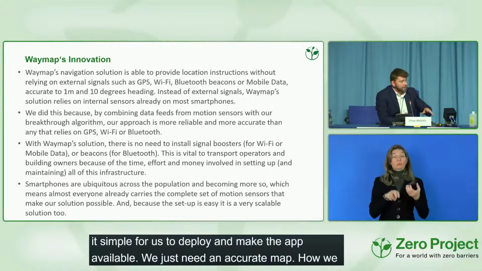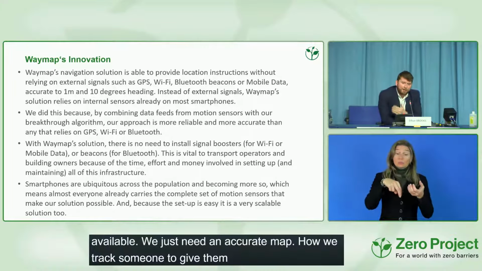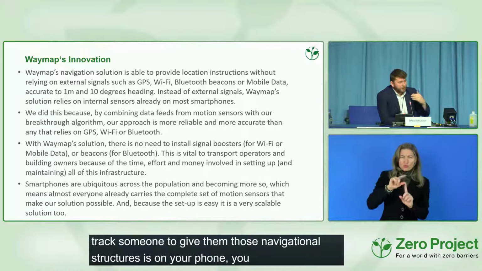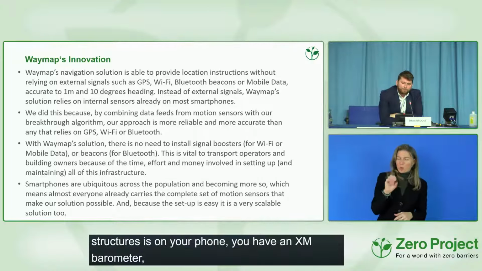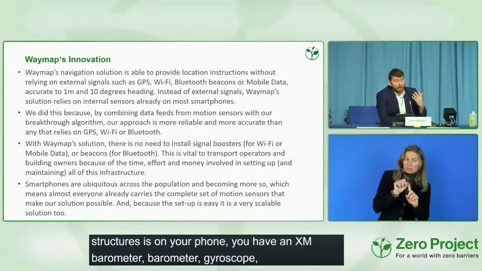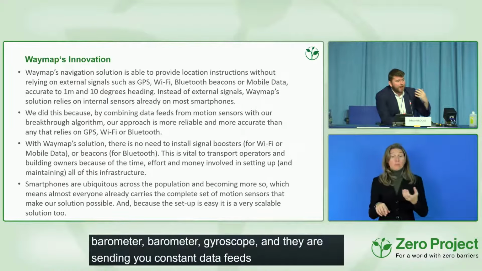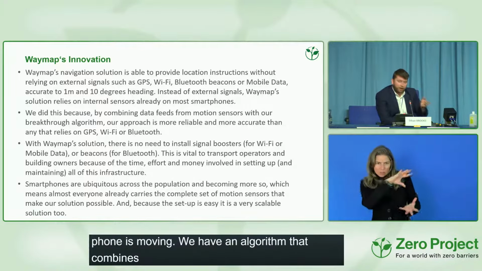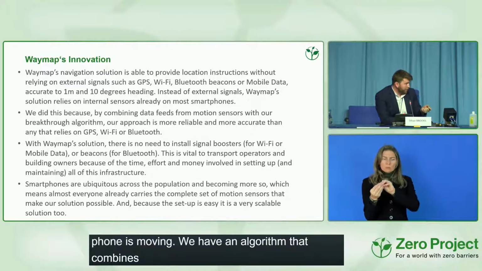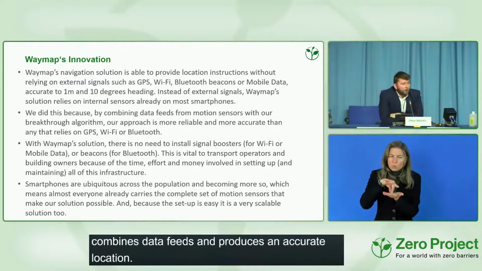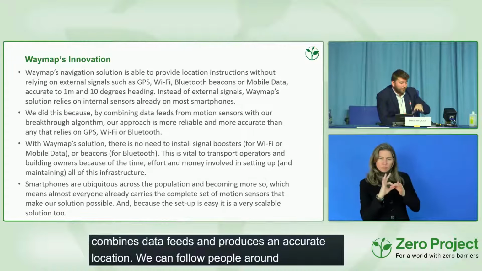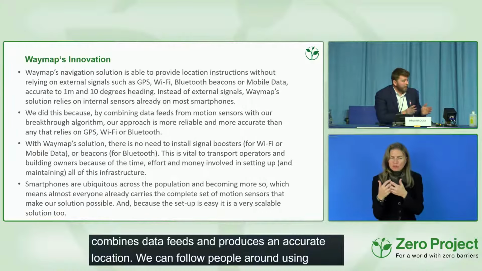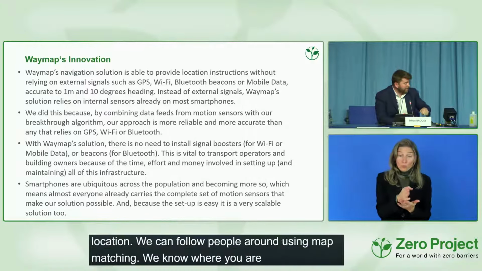So how we track someone to locate them in order to give them those navigation instructions: on your phone, you have an accelerometer, a barometer, and a gyroscope, and those are sending you constant data feeds about how your phone's moving. We have an algorithm that combines those data feeds and produces an accurate location. And we can follow people around to within 1 meter using a process called map matching, where if we know where you're moving on a map, we know there are certain directions and locations you couldn't be moving, and we know where you're most likely to be, so we can work that out exactly.